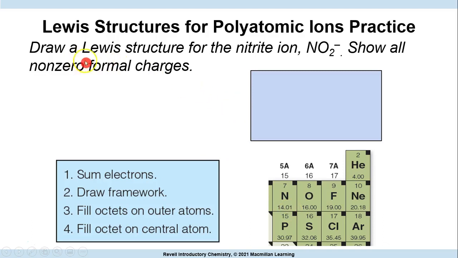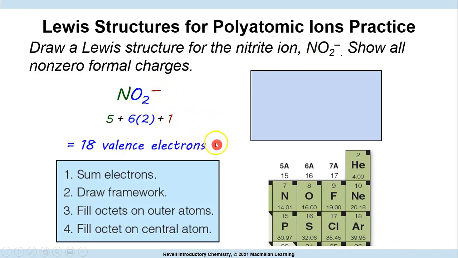So let's draw the Lewis structure for the nitrite ion, and we are asked to show all the non-zero formal charges. We are going to start by writing the formula, which is NO2 minus. We sum the valence electrons. Nitrogen has 5, oxygen has 6 times 2, plus the negative charge, which means plus 1 electron. If we sum all of those, we have 18 valence electrons.